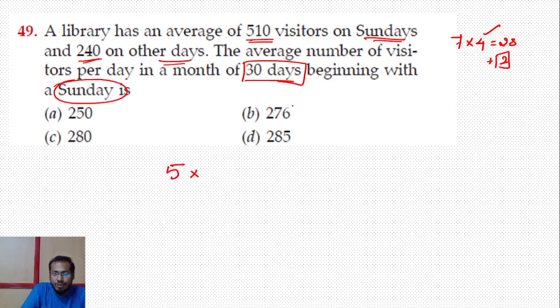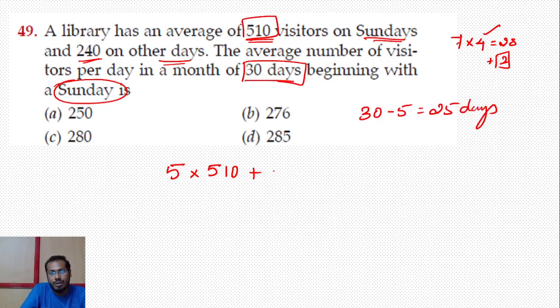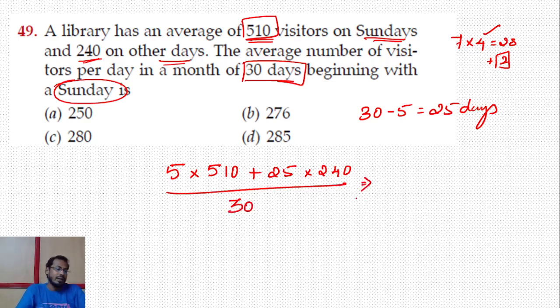5 into சண்டேஸில் எவ்வளோ பேர் வராங்க? 510 visitors வராங்க. ஸோ ஒரு சண்டேக்கு 510 visitorsனால் 5 Sundaysக்கு எவ்வளோ? ப்ளஸ் அதர் டேஸ் 240 மெம்பர்ஸ் வராங்களாம். அப்போது 30 days minus 5 Sundays, we will get 25 days. Right? So remaining 25 days, each day 240 members வராங்க. Right? So how many total days? 30 days. Right? If you solve this, you will get the right answer.